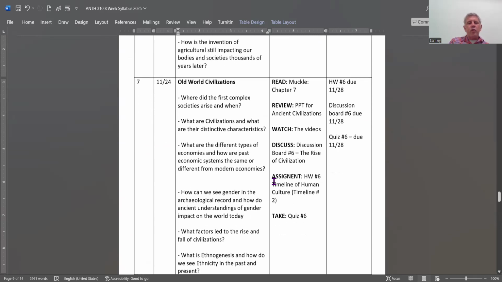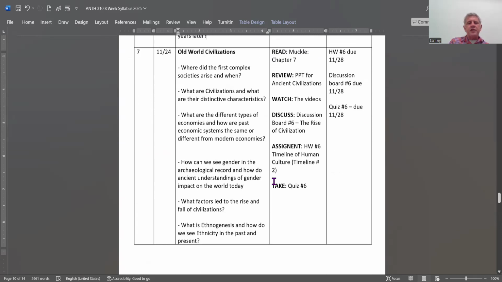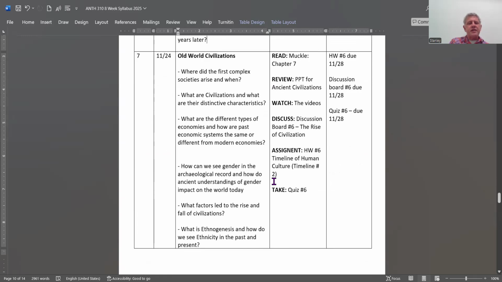Week number 7, Old World Civilization. We'll be looking at questions like where did the first complex societies arise and when? What are civilizations and what are their distinctive characteristics? What are the different types of economies and how are past economic systems the same or different from modern economies? How can we see gender in the archaeological record and how do we understand gender today? What factors led to the rise and fall of civilizations? And what is ethnogenesis and how do we see ethnicity in the past and present?